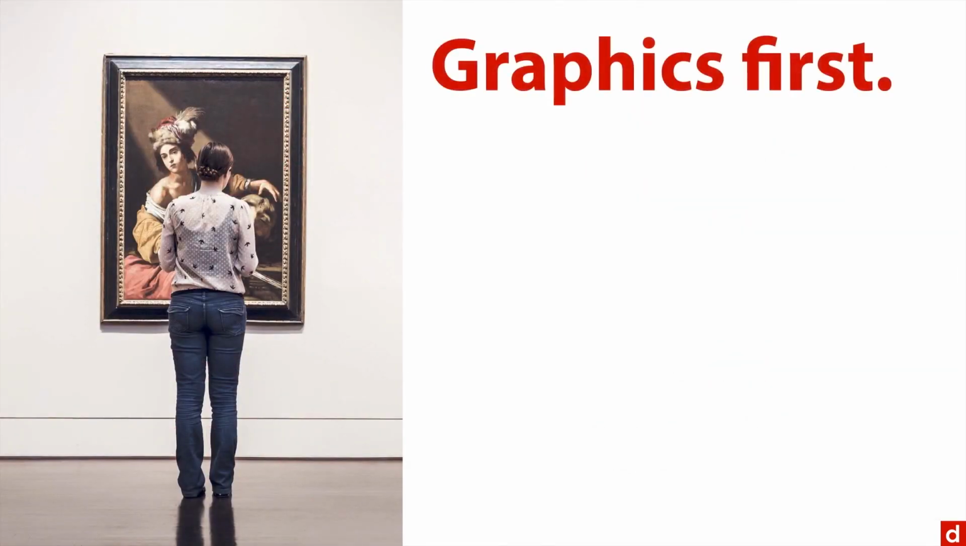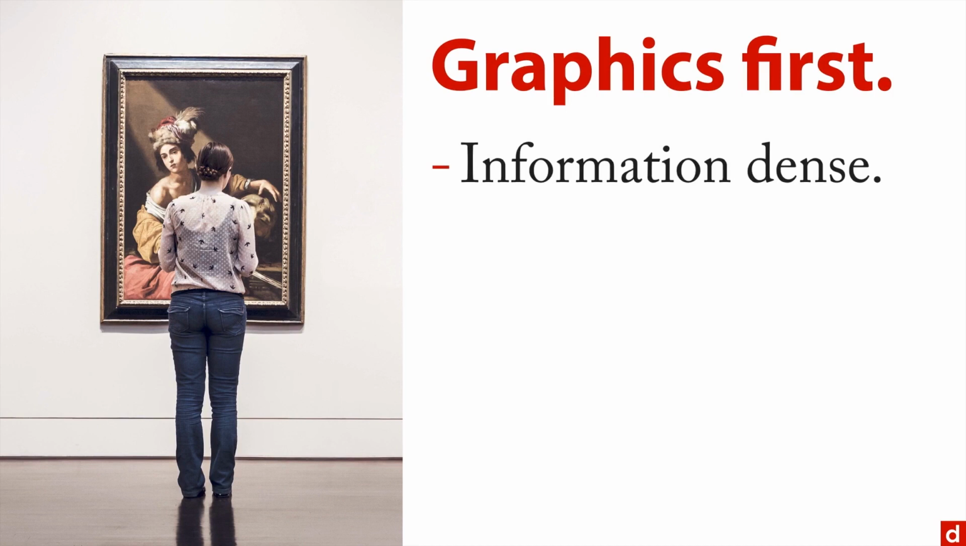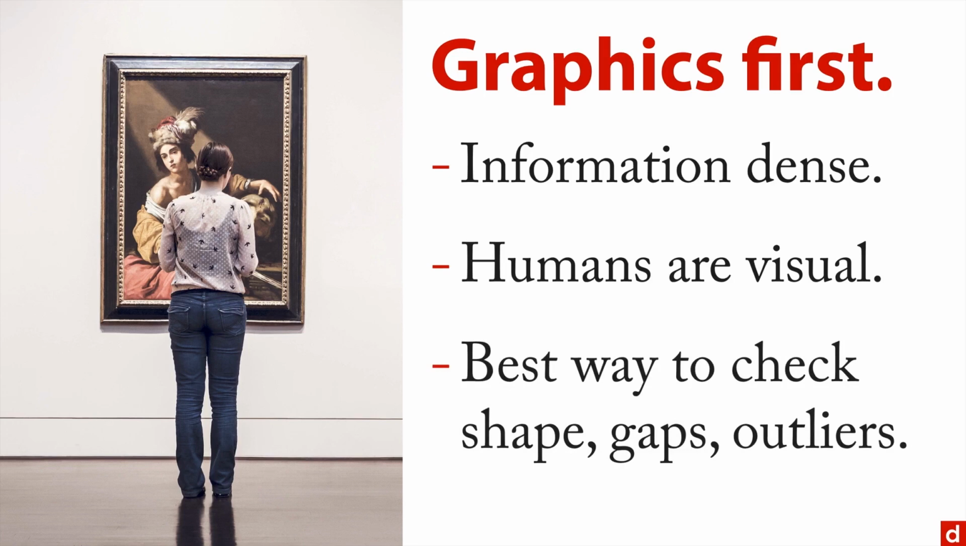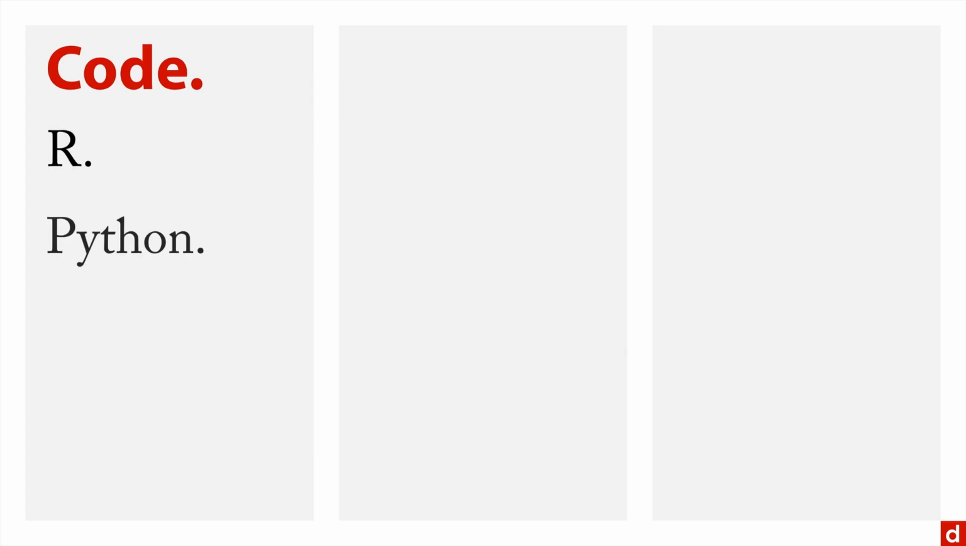Now, we want to do graphics first for a couple of reasons. Number one is they're very information dense, and fundamentally humans are visual. It's our single highest bandwidth way of getting information. It's also the best way to check for shape and gaps and outliers. There are a few ways you can do this if you want to. The first is with programs that rely on code. So you can use the statistical programming language R, the general purpose programming language Python.